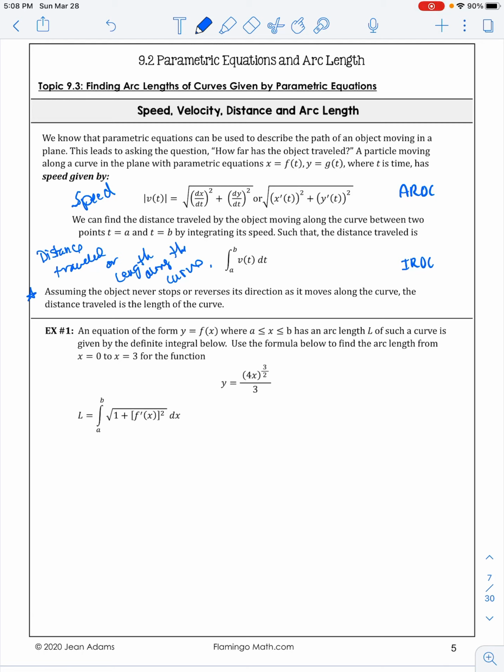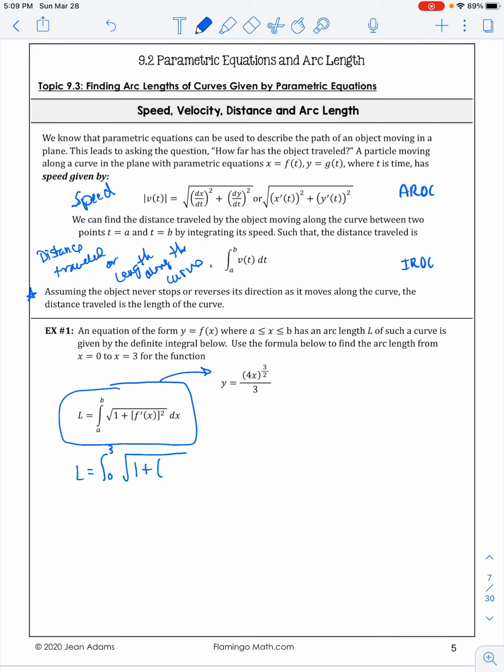So now, example number 1, an equation of the form y equals f of x, where x is between A and B, has an arc length L of such a curve given by the definite integral below. Use the formula below to find the arc length from x equals 0 to x equals 3. So this is the arc length of this function for any value a to b. Okay, they want you to find the arc length from 0 to 3.